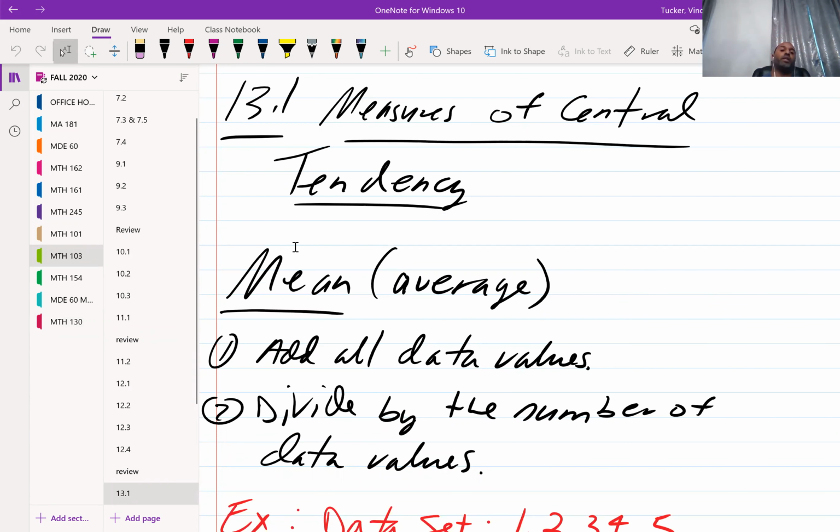So the first thing we're looking at is the mean, which is another word for average. So in statistics, mean and average mean the same thing. So just like you would find the average, to find the mean, you will add up all of your data values, divide by the number of data values that you have.